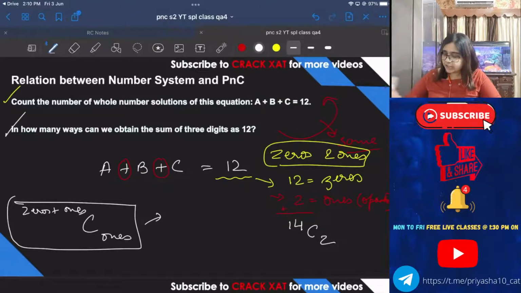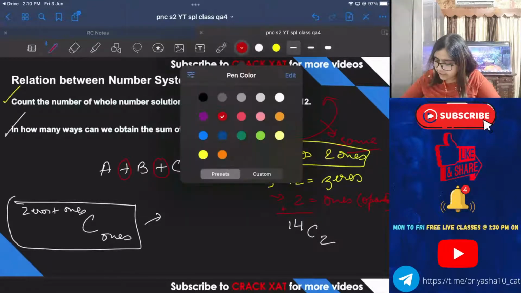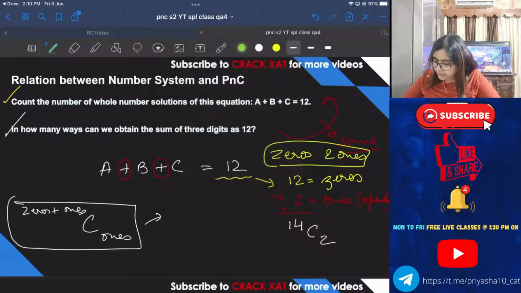Red pen. Okay, sure, Tejaswini. I'll just change that right away. No problem. Let's use a green color as you suggested.